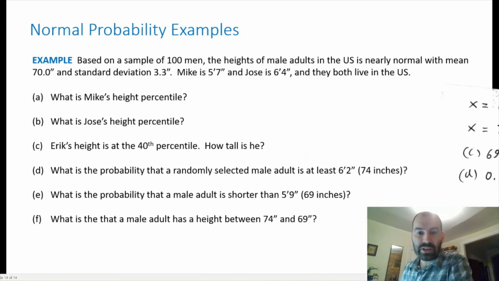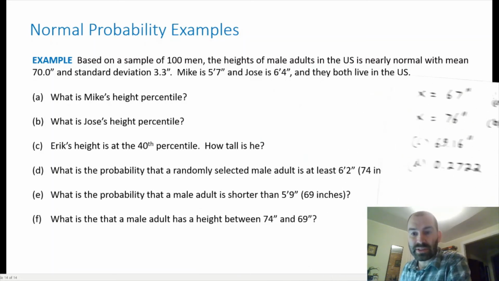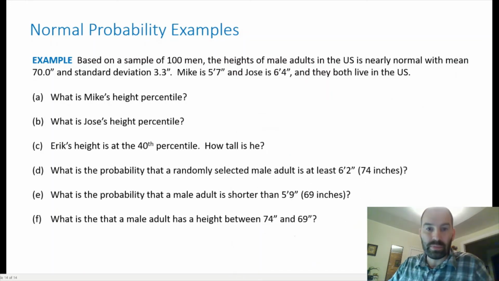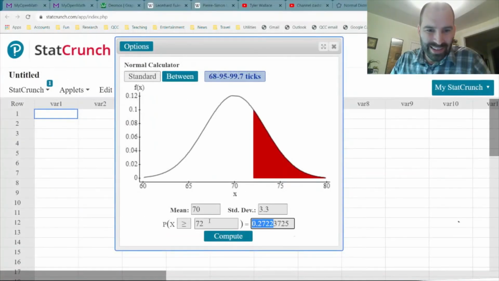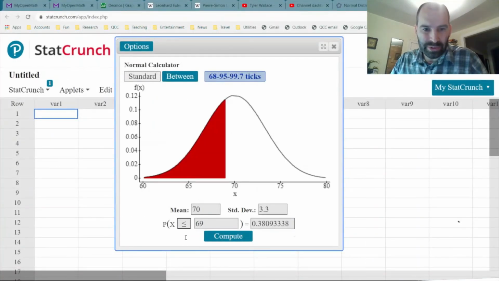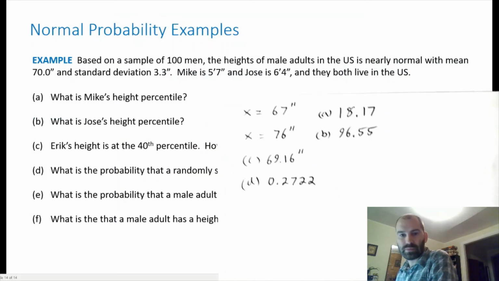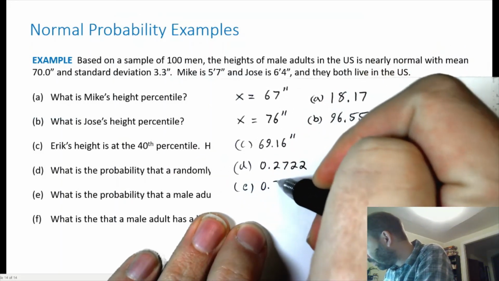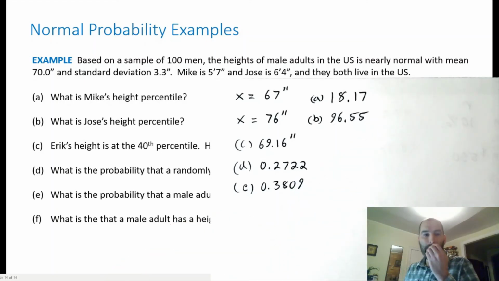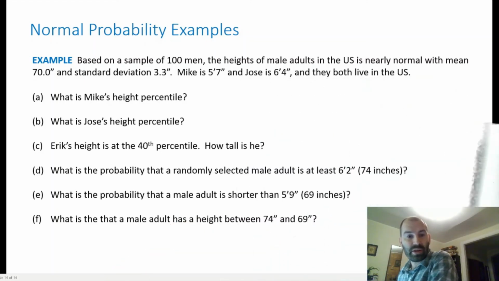Okay. What about part E? What's the probability that a male adult is shorter than 5'9", 69 inches? Okay. So shorter than means less than. Actually it doesn't matter if it's less than or equal to when we use continuous distributions. So we get 0.3809. So for part E, 0.3809.